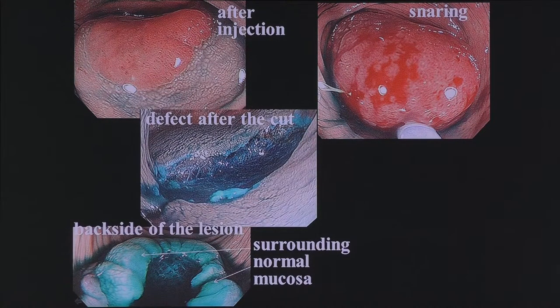And the resection was successful. I resected the lesion, including surrounding normal mucosa.